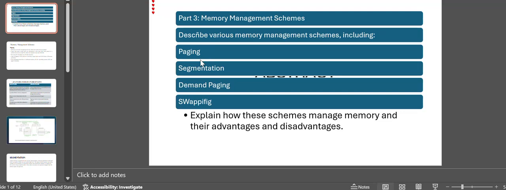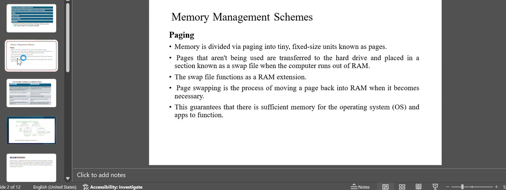Here we are discussing part 3, memory management schemes, and describing various memory management schemes including paging, segmentation, demand paging and swapping. Explain how these schemes manage memory and their advantages and disadvantages. Here you can see the first one is memory management paging.